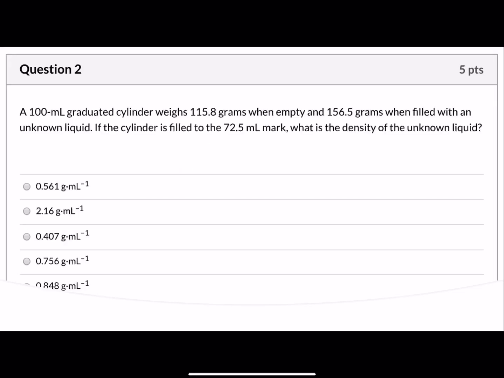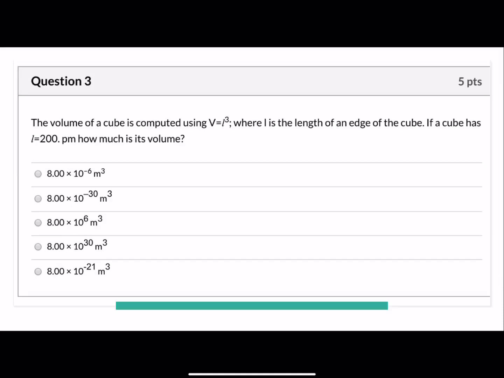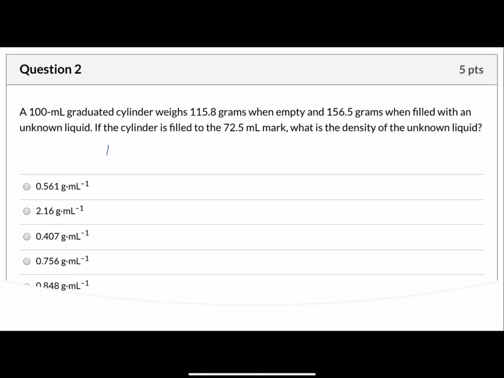Question number 2 says you have a 100 mil graduated cylinder and it weighs 115.8 grams when it's empty, then you put an unknown liquid in it and it weighs 156.5 grams. If the cylinder is filled to the 72.5 milliliter mark, what's the density of the unknown liquid? Well, for this one, I'm going to need the formula density is equal to mass over volume.